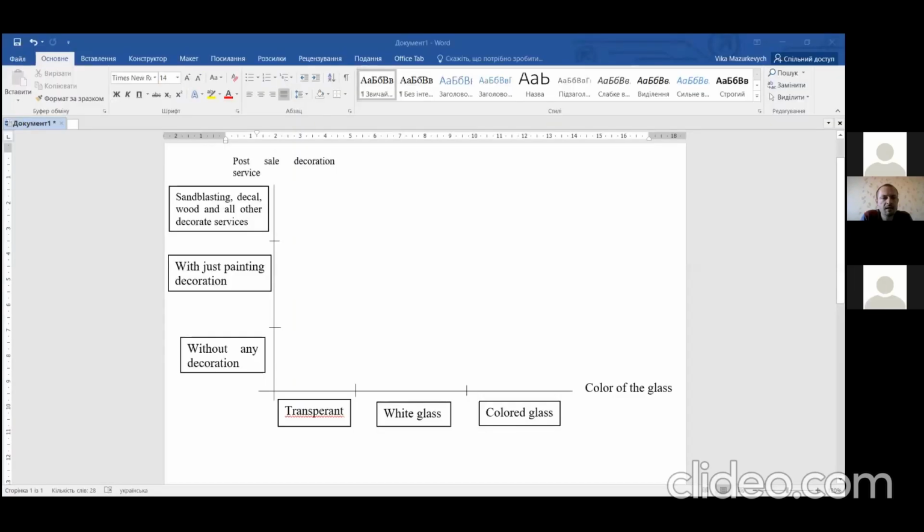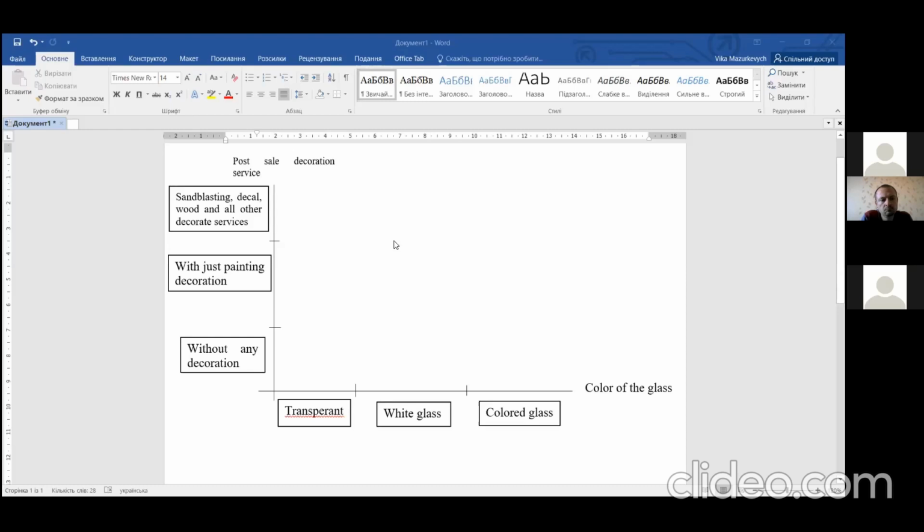Do you see it? Yes. We decided to choose such factors as the color of the glass and the post-sales decoration services. They might seem interrelated, but they are not, because the color of the glass is a very important factor for glass production enterprises. An enterprise that produces transparent glass cannot produce white glass or colored glass. White glass is specific and cannot be produced in the facilities for transparent or colored glass. That's why we decided to divide it into three groups.